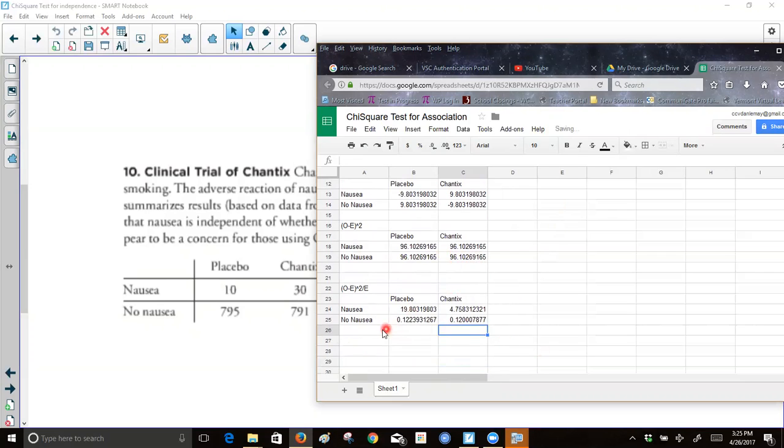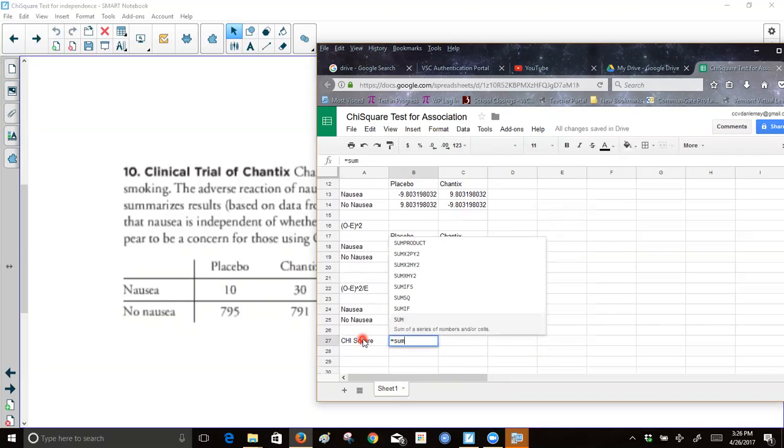And then to find the chi-squared value, remember chi-squared, that funny looking x, we're going to find the sum of all the four of those numbers.